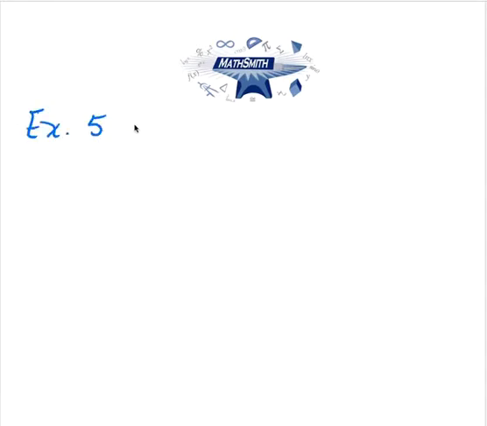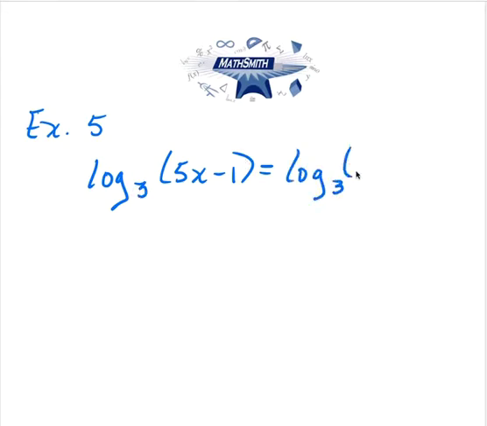All right, so log base 5 of 5x minus 1 equals, oh, I'm not seeing that right. That's log base 3. Middle-aged eyes don't see so well sometimes. Log base 3 of x plus 7.